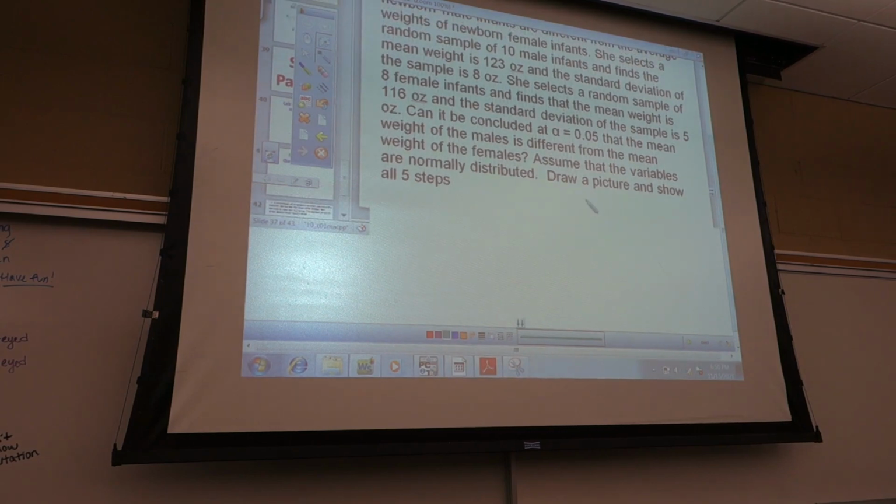So here I have my S bar 1, my S1, and my N1. And I also need to have my X bar 2, and my S2, and my N2. You really want to write these down somewhere and keep them straight and clear in your notes.